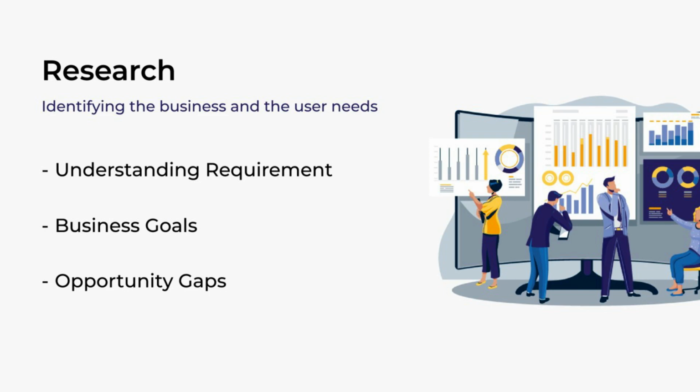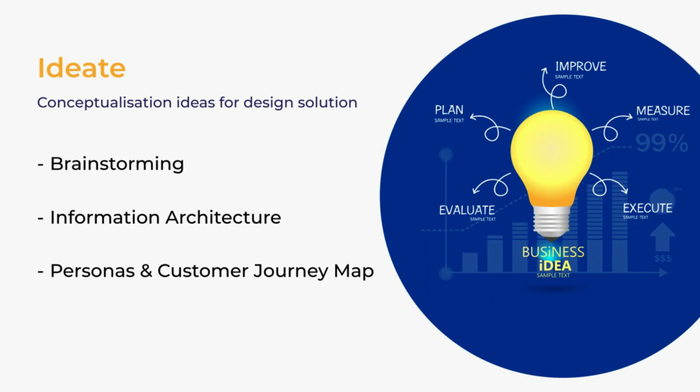So the first stage of the UX process is research, which is a vital aspect of the UX process, that is identifying the business and the user needs, or we can call it business goals. Understanding the requirements from the stakeholders, understanding the business, understanding if there are some opportunity gaps, understanding if there is some problem statement which they already have. So once you gather all the information, you get all the requirements from the stakeholders.